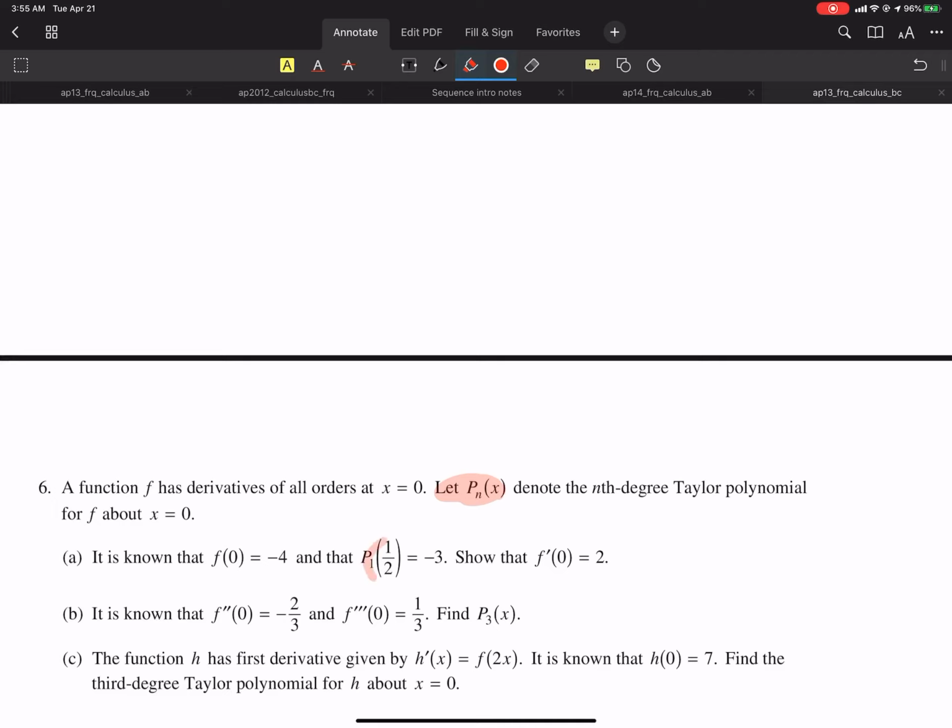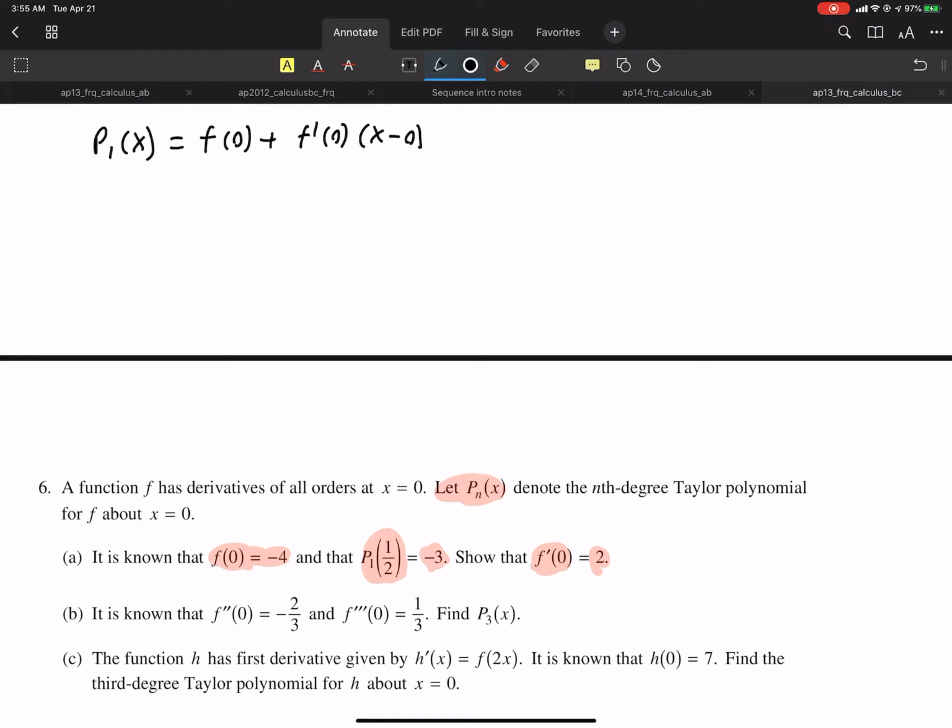So let's look at this. They tell us the first degree Taylor polynomial at 1/2 is -3. They give us f prime of 0 and f of 0. So what is P1? Now you should know how to create a Taylor polynomial from scratch. So P1 is a first degree Taylor polynomial about 0. They tell us about 0. So that's going to be f of 0 plus f prime of 0, x minus 0. That's it. That's a first degree Taylor polynomial.